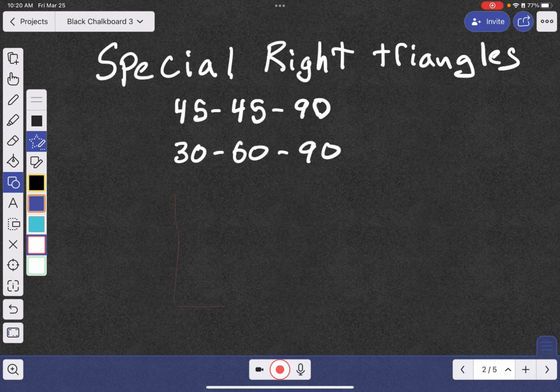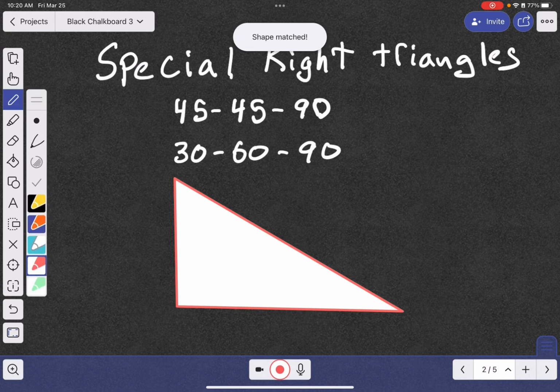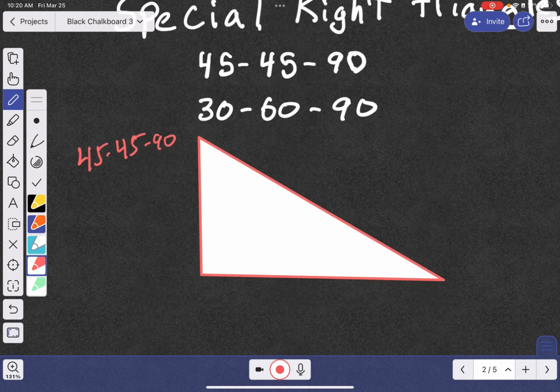So here are the ratios that a 45, 45, 90 is going to hold. Okay, so with a 45, 45, 90, that's the one we're going to start with. What that simply means is that we've got two angles that are 45 degrees, and we have one that's 90 degrees. Drawing is not to scale.